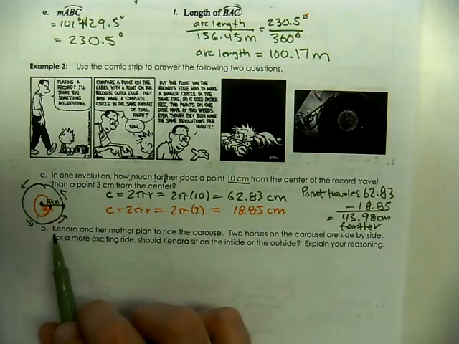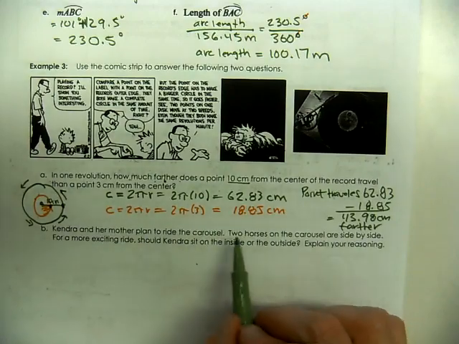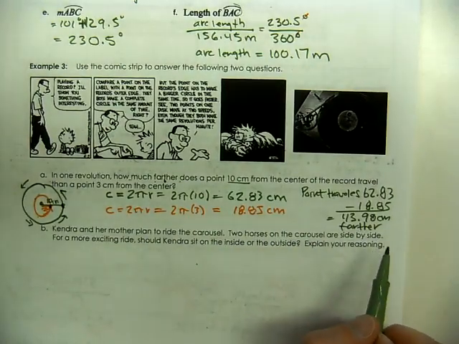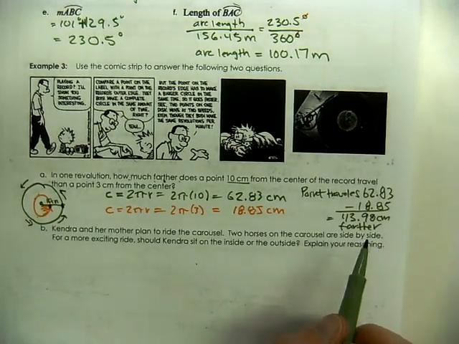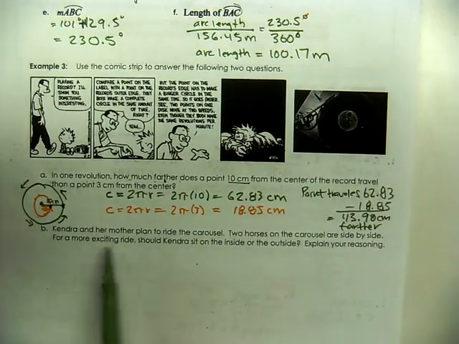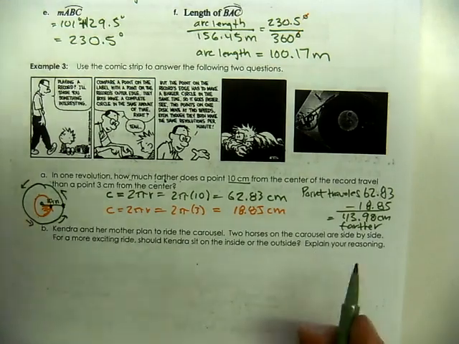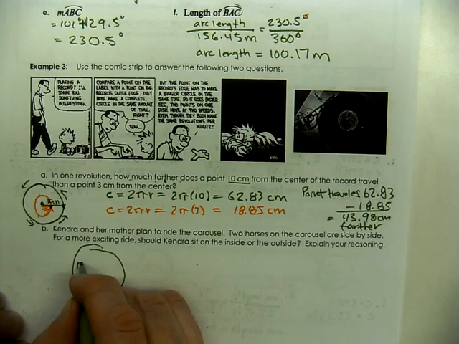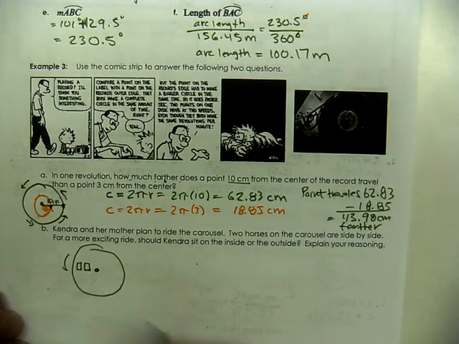Here we have two people. Kendra and her mother are riding the carousel, and you've got these two horses on the merry-go-round that are side by side. So the question is, where should you sit to feel like you're moving faster? For a more exciting ride, should Kendra sit on the inside horse or the outside horse? Here's your merry-go-round. You've got these two horses side by side. We're turning this way. There's the center of the circle.